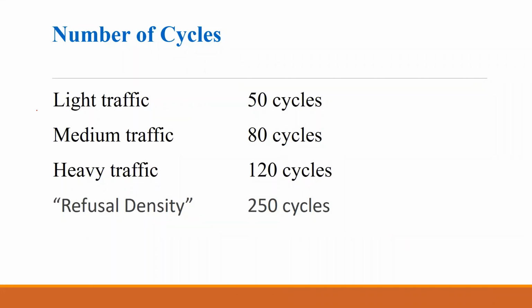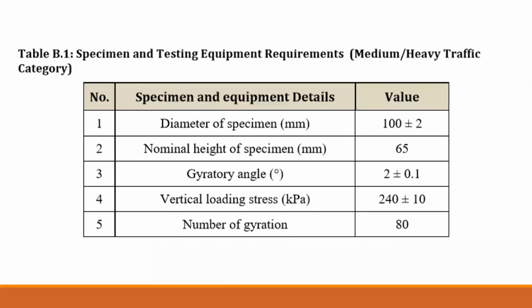As I told you, we have to select the right number of cycles for this compaction. We are using 80 cycles as our traffic category is medium to high. And these are the variables that we have set in the machine. So we are using 80 cycles. Vertical force or the vertical pressure is 240 kilopascals. The angle of the gyration is 2 degrees. And normally the height is 65. Anyway, we are going to measure this one. The specimen diameter is 100 millimeters.